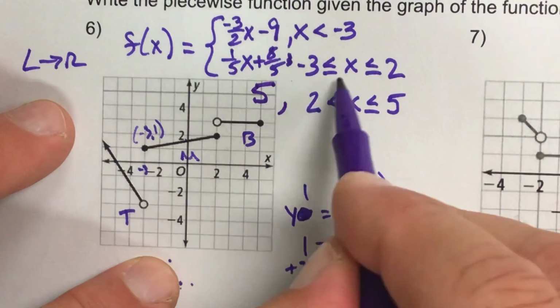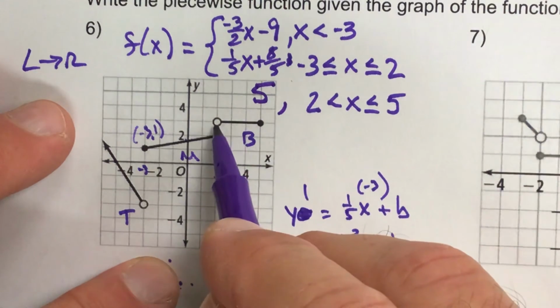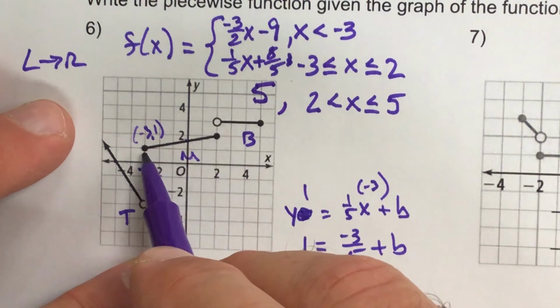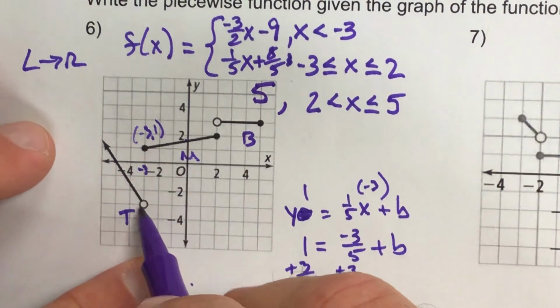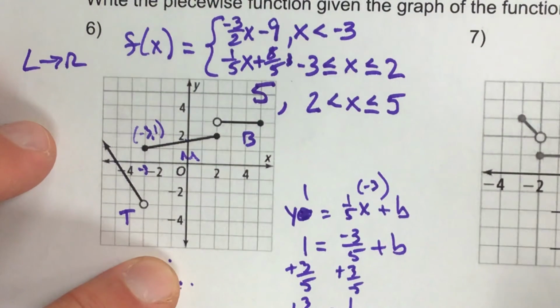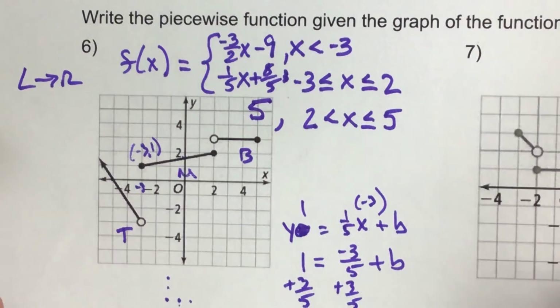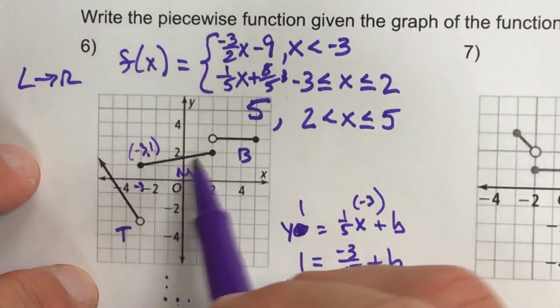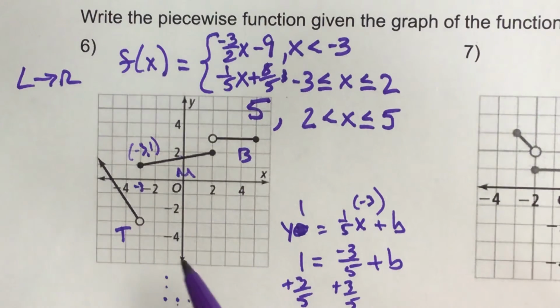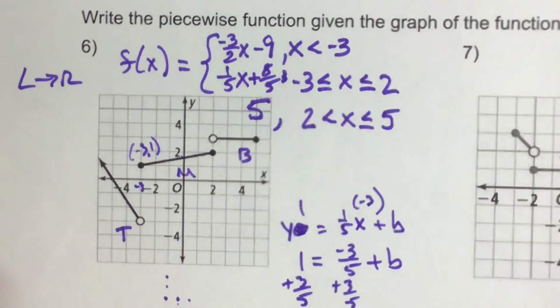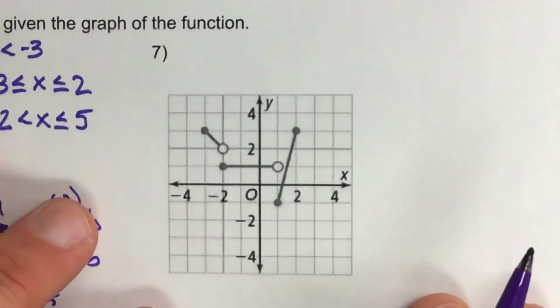So that's the restriction. The restrictions are between 2 and 5, between -3 and 2, and from -3 to negative infinity. So writing piecewise functions is a little bit more challenging because with just the pieces of the graph, then you have to go find out what the equation is. All right? Let's try another one real quick.